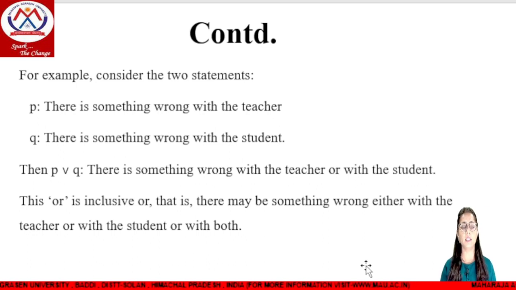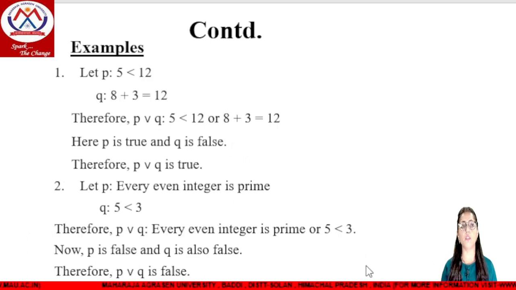Now see this example. Consider the two statements P and Q. P: there is something wrong with the teacher, or Q: there is something wrong with the students. Now how can we take its disjunction? There is something wrong with the teacher or with the student. So this "or" is inclusive or, that is, there may be something wrong either with the teacher or with the student, or with both.